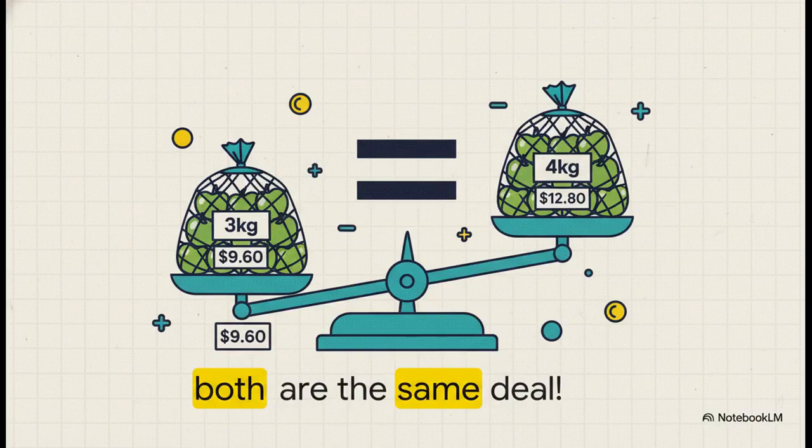And now for the big reveal. If we do the exact same math for the other deal, dividing 1280 by 4 kilograms, guess what? We also get $3.20 per kilogram. So it turns out it was a trick question. There was no better deal. They're exactly the same. That's the power of the unit rate. It's like a secret decoder that lets you compare anything.